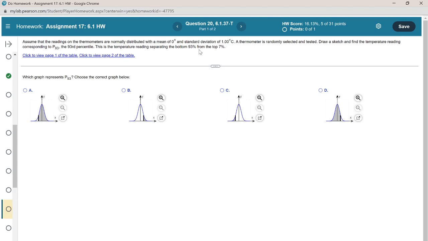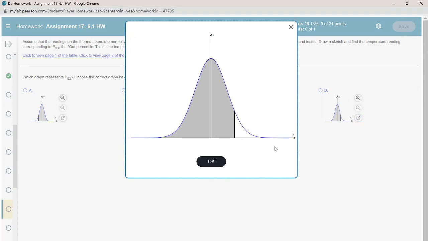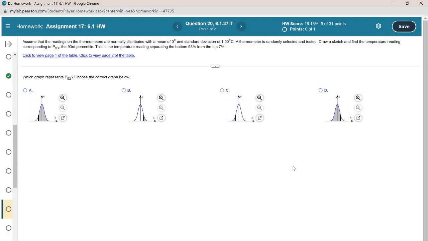So meaning to the left, the area under the curve is 93%. And to the right, the area under the curve is 7%. Okay, so which one represents that? This one, 0.93. P93 is the 93rd percentile. This is the temperature reading separating the bottom 93% from the top 7%. So look here. If you click here, you can see that this is the line which separates the bottom 93% from the top 7%.